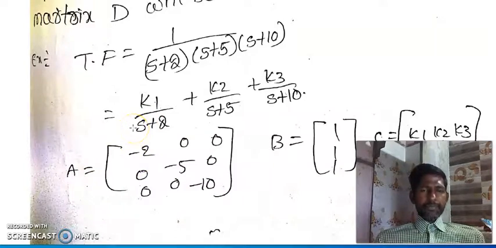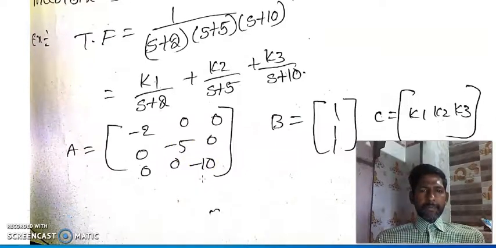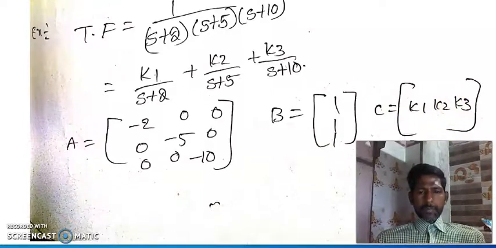So, the location of the diagonal elements is nothing but location of poles. The location of poles is -2, -5, -10. The matrix B is 1, 1, 1. Matrix C is K1, K2, K3. Matrix D is 0.